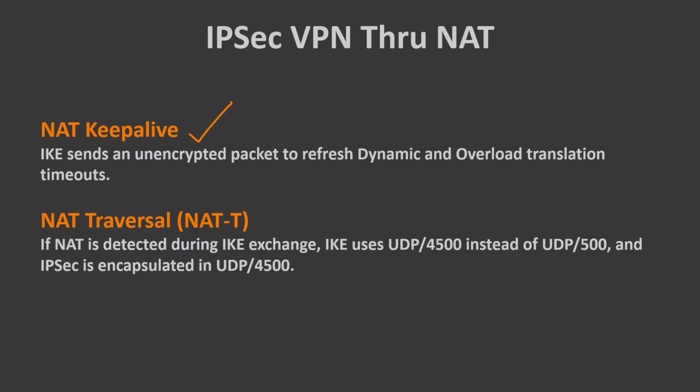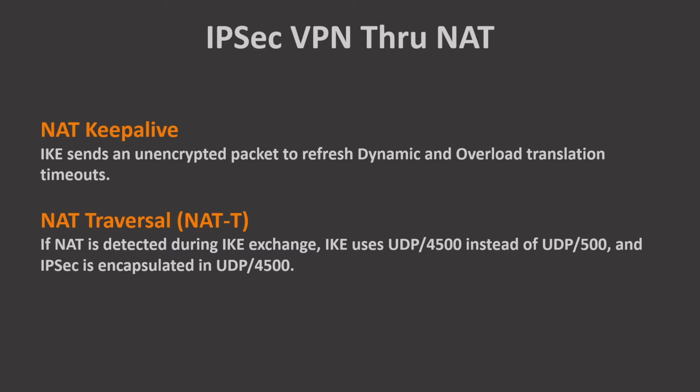Since both dynamic and overload NAT have translation timeouts for either the IP or the port respectively, this feature keeps that translation alive. That way, if it's a quiet VPN without a lot going on, then you don't have the problem where the translation times out, and then all of a sudden IKE wants to say something, and IKE gets mapped to a different port, and now the peer thinks something's wrong and clears out the entire IPSec session.